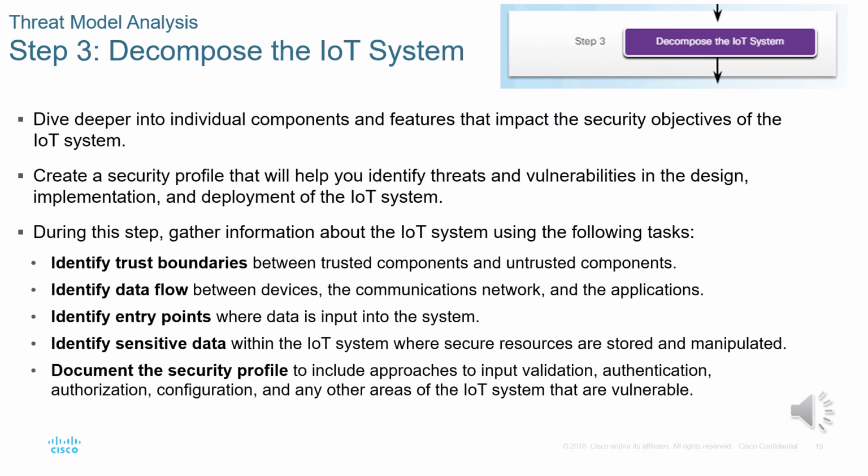Use the documentation from Step 2 to dive deeper into individual components and features that impact the security objectives of the IoT system. The aim is to create a security profile that will help you identify threats and vulnerabilities in the design, implementation, and deployment of the IoT system. During this step, gather information about the IoT system using the following tasks: identify trust boundaries, data flow, entry points, sensitive data, and document the security profile.